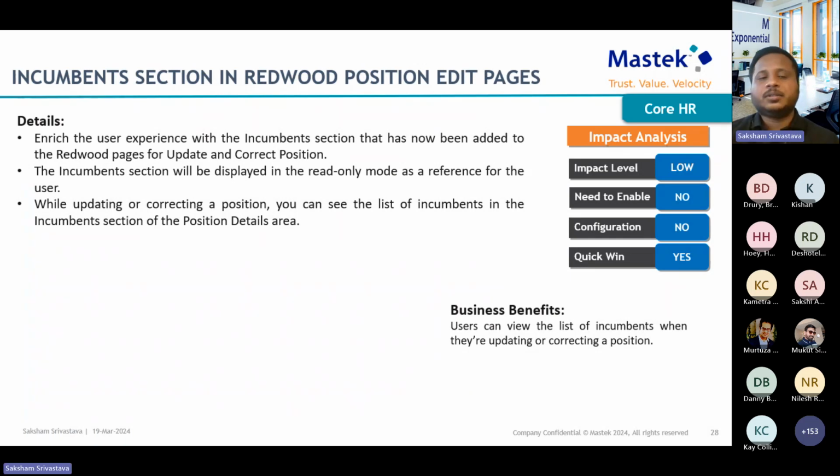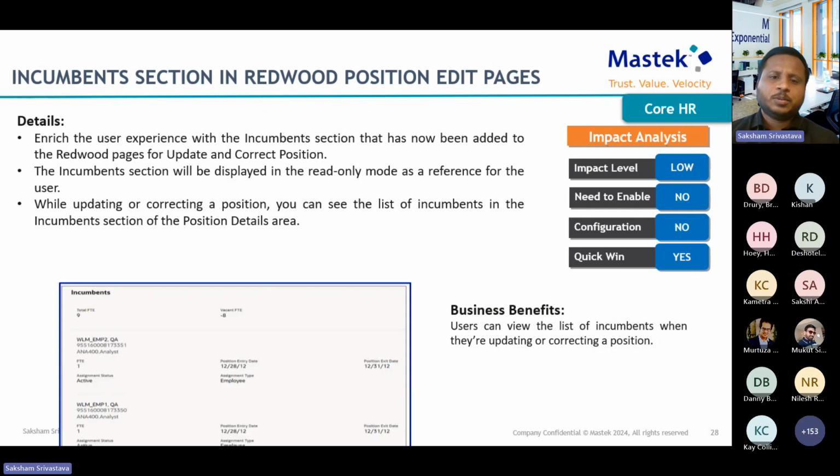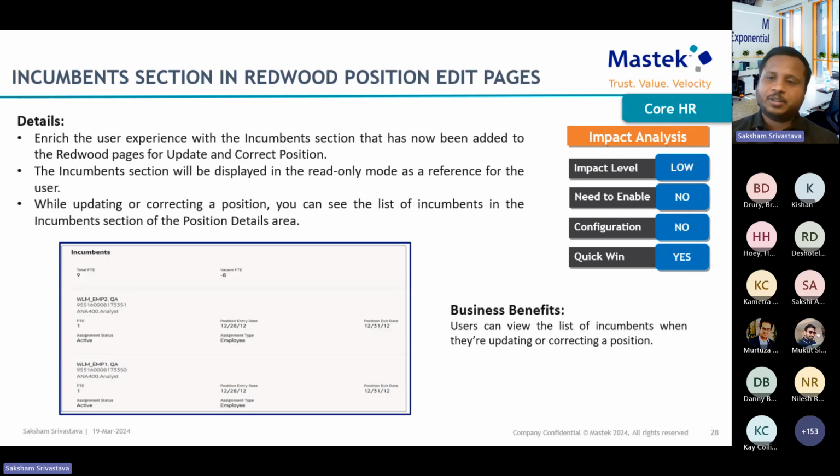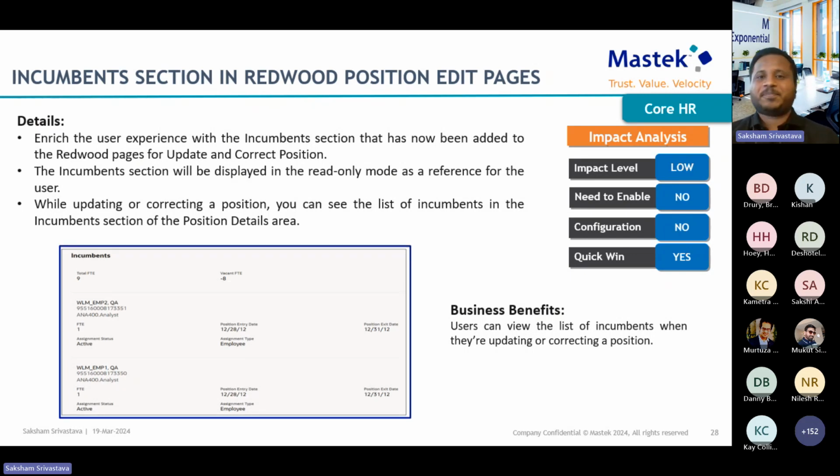The next feature we're going to look at is the incumbent section in the Redwood position edit pages. For example, when you are in the system and you want to edit or correct a position, you can see the incumbents here on the Redwood page. It helps you make more informed decisions. While you are making changes to a position, this is what the current incumbents look like. Should I make changes? Should I go back to someone and talk about it? It makes your day-to-day job easier if you are on Redwood and using these pages.